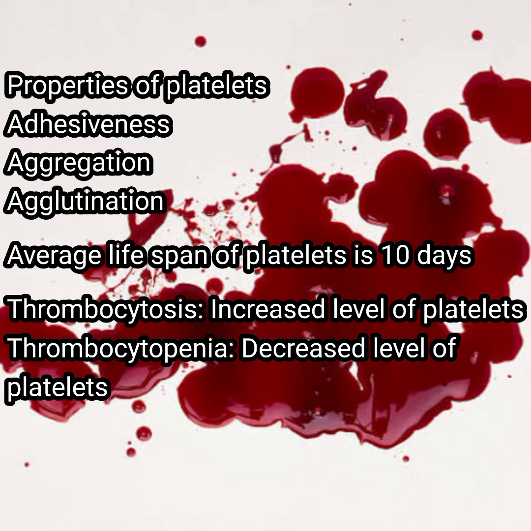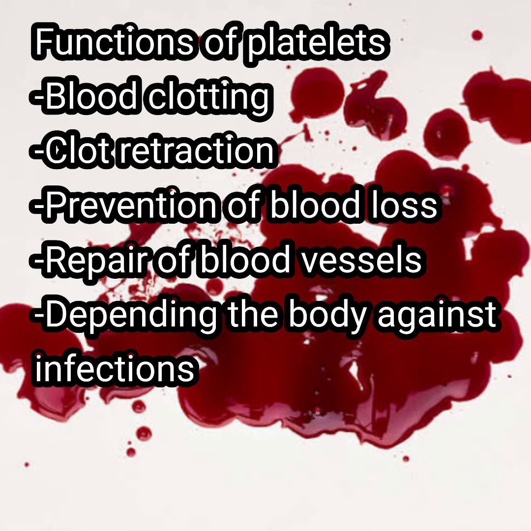Level of platelets increasing above normal is referred to as thrombocytosis, while platelet level below normal is referred to as thrombocytopenia. Functions of platelets include blood clotting and clot retraction, prevention of blood loss, repair of blood vessels, and defense by encircling foreign bodies and destroying them. Prevention of blood loss.